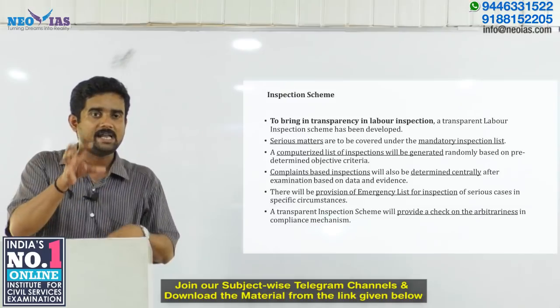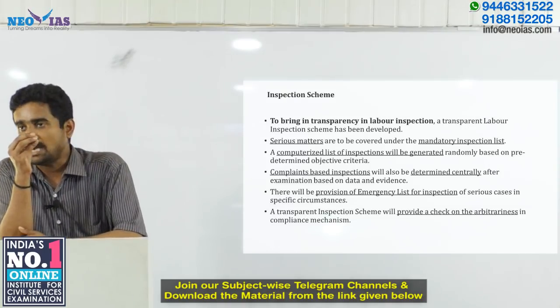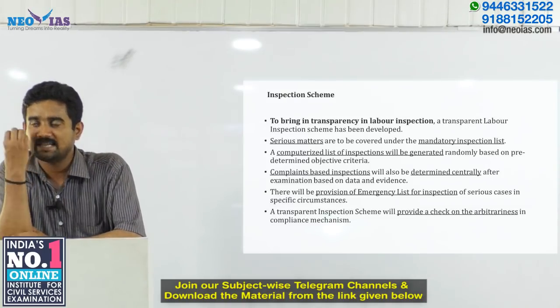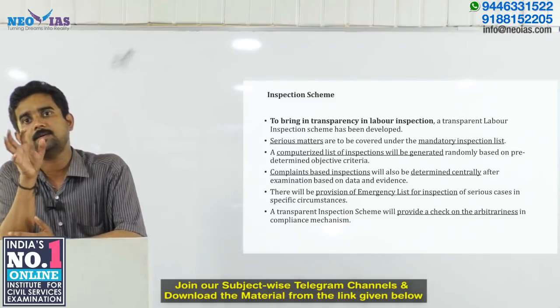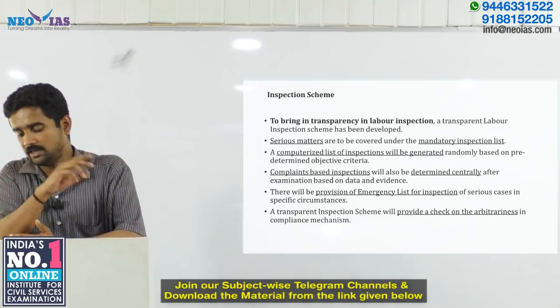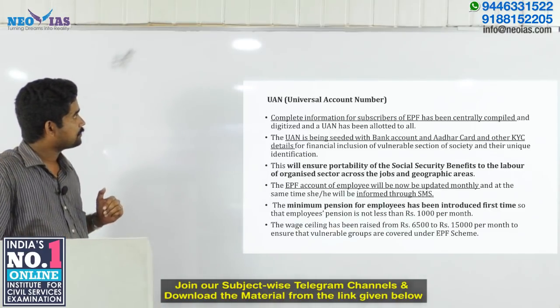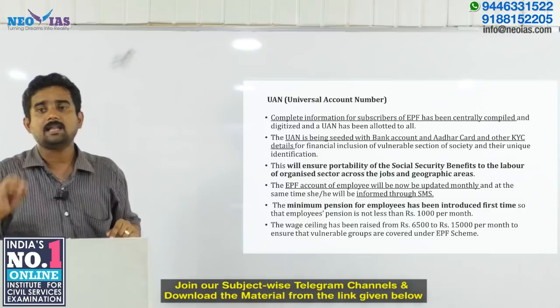So the key idea behind this new random inspection scheme is to ensure that industries are functioning in a very effective, efficient and sustainable manner in our nation. So that is regarding the random inspection scheme. Next is regarding the universal account number.